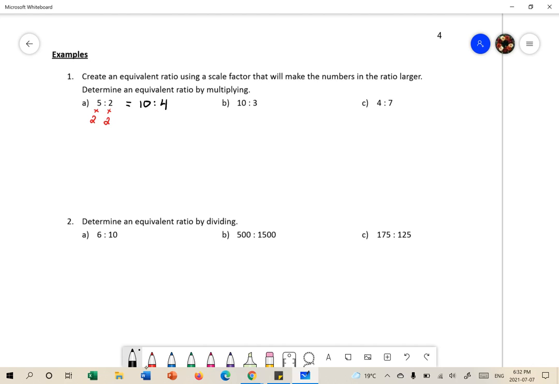Let's try B. Let's multiply both parts of our ratio by 4. Then our equivalent ratio would be 40 to 12. And finally, let's multiply both parts of our ratio in C by 10. Then our equivalent ratio to 4 to 7 would be 40 to 70.